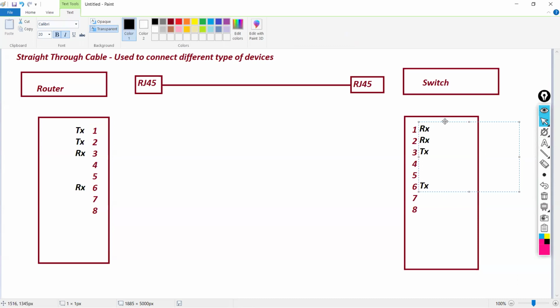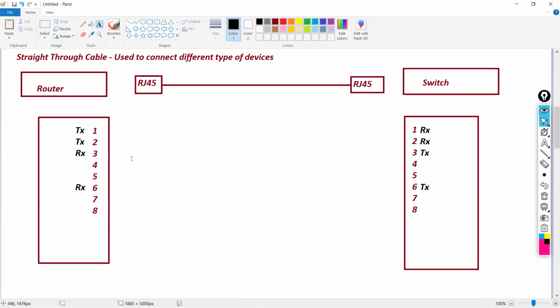Okay, here you can understand the full duplex concept also. This is clear? Okay. Now what? If the router has to send some information, the switch has to receive. And if the switch sends some information, the router has to receive. So I want the transmitting pin of the router to end up where? At the receiving pins of the switch.